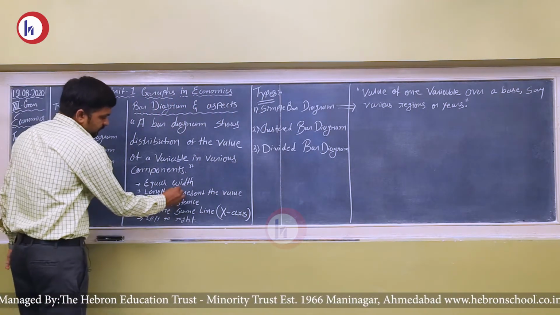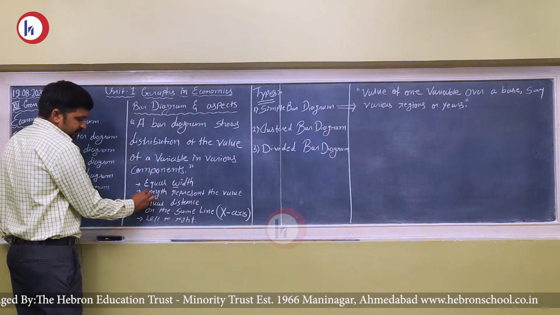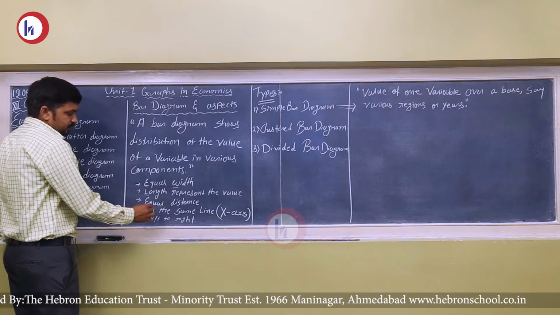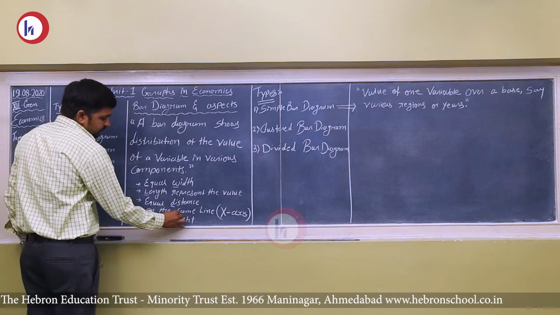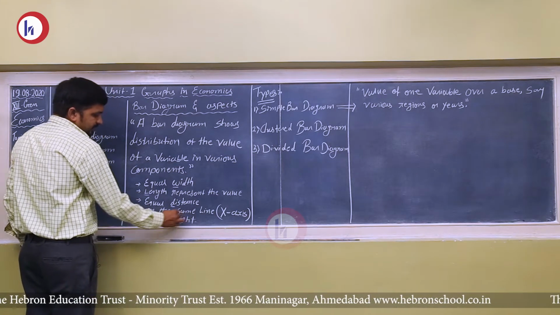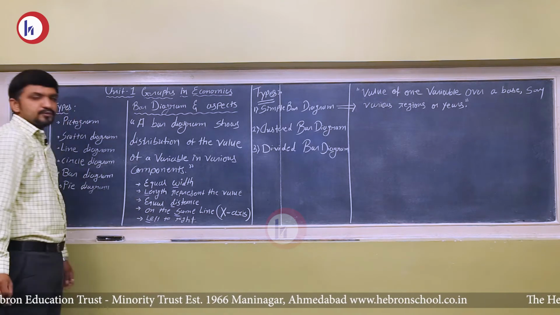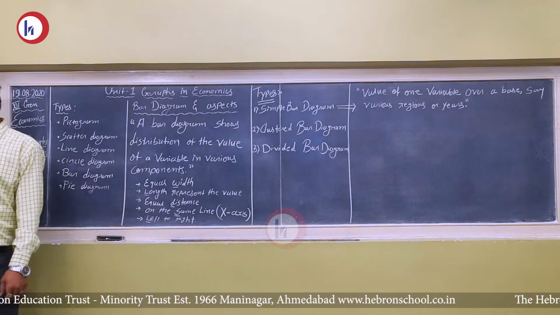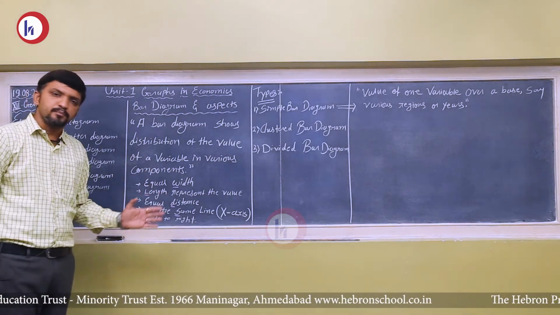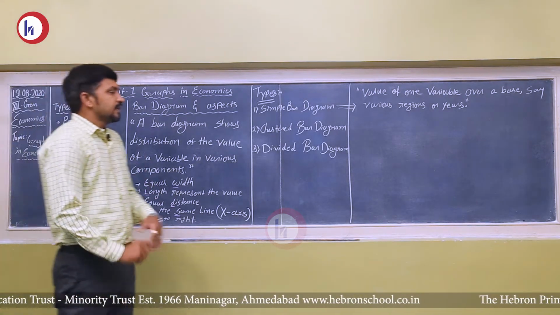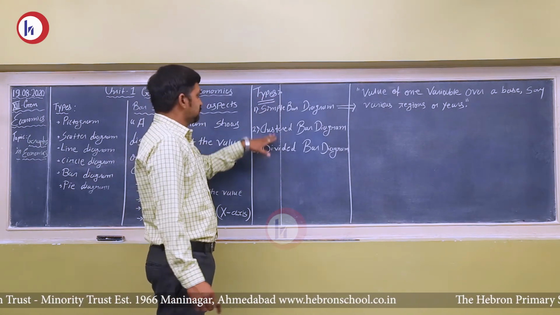Number 1, equal width. Number 2, length represents the value. Number 3, equal distance. Number 4, on the same line. Number 5, left to right. These 5 points we need to keep in mind when we are presenting the data with the help of a bar diagram.